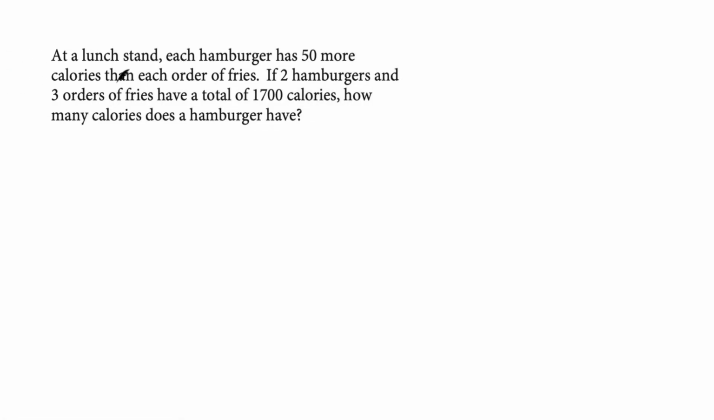Let's have a look at this past paper question. At a lunch stand, each hamburger has 50 more calories than each order of fries. If 2 hamburgers and 3 orders of fries have a total of, remember the word, 1700 calories, how many calories does a hamburger have? Please pause the video and read the question again if you want. So a system of equations can be used where H represents the number of calories in a hamburger.